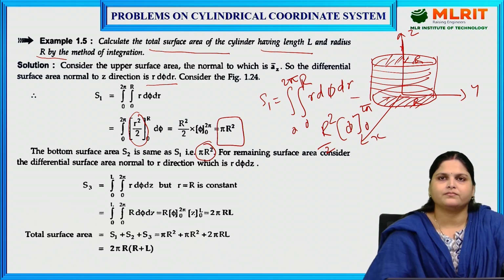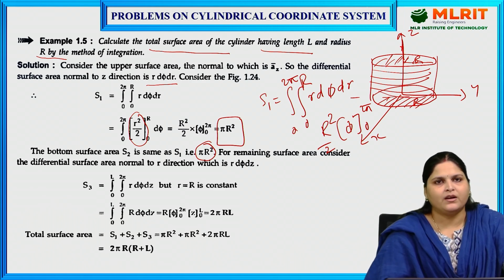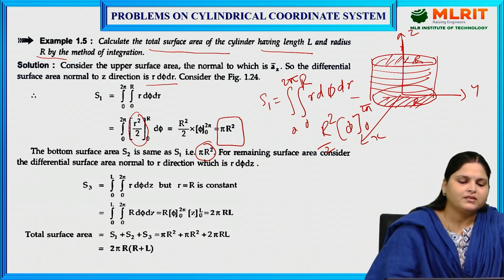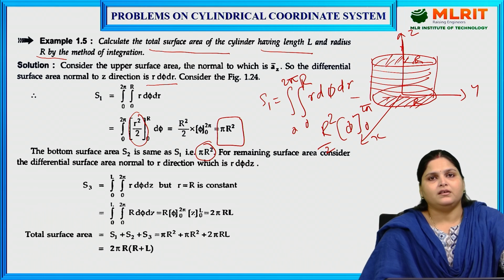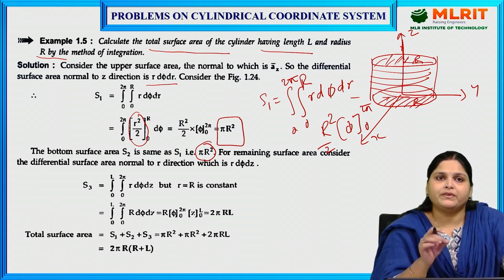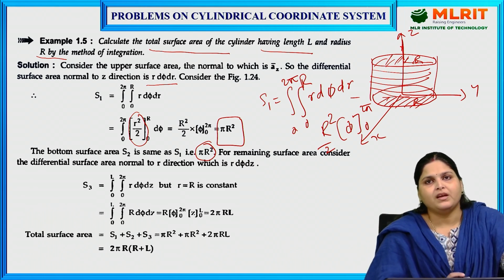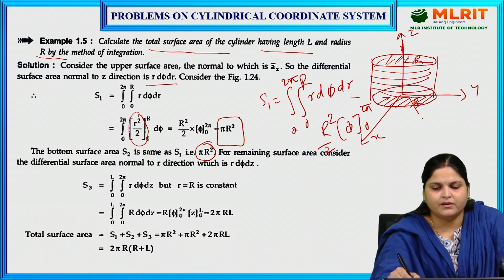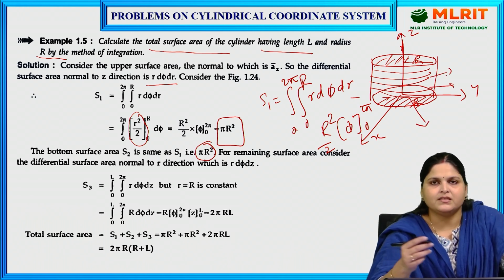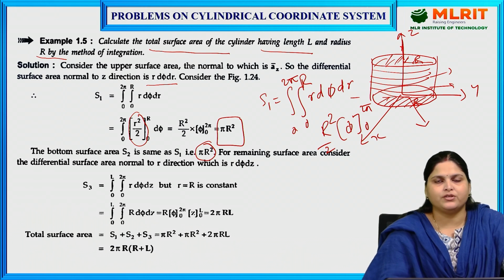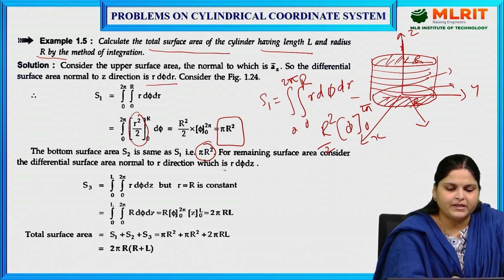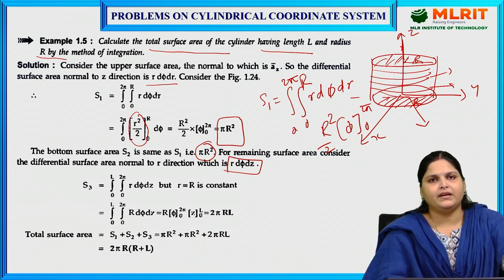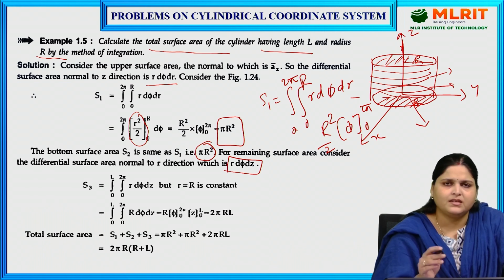Now the other surface is the remaining surface, this part, which has to be calculated. We consider the differential surface area which is normal to the r direction. Anywhere here you can see r is in the outward direction, so we can say this surface area is normal to r. Its formula will be r d phi dz, and this is an r constant surface.